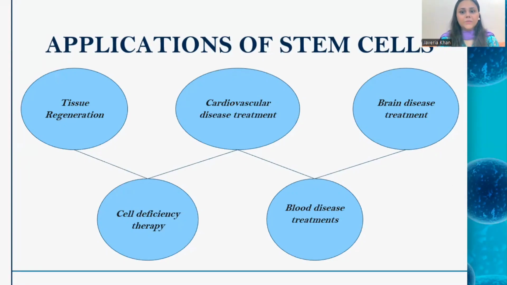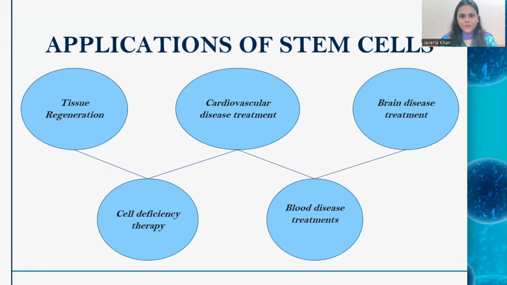Cardiovascular disease treatment. In 2013, a team of researchers reported that they had created blood vessels in laboratory mice using human cells. The quality of these cells was as good as the original ones. This type of technique can eventually help to treat people with cardiovascular diseases.